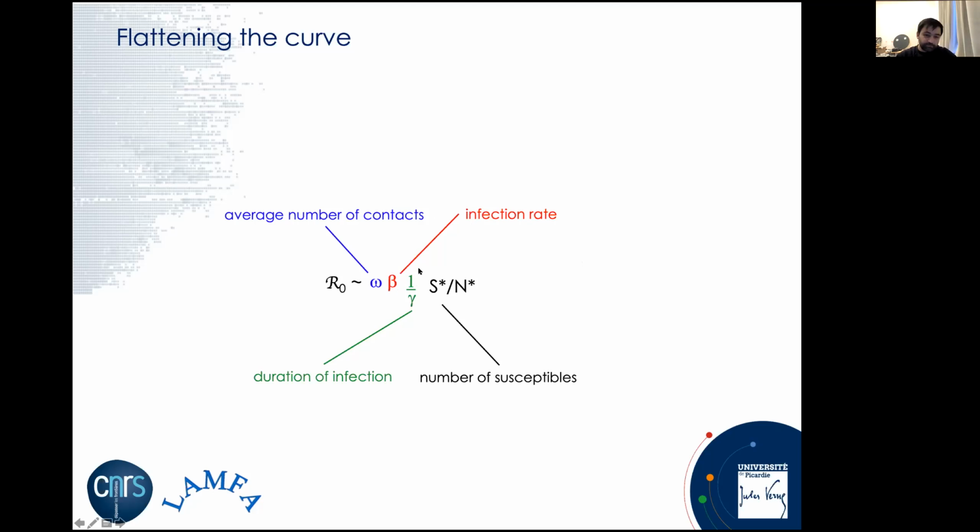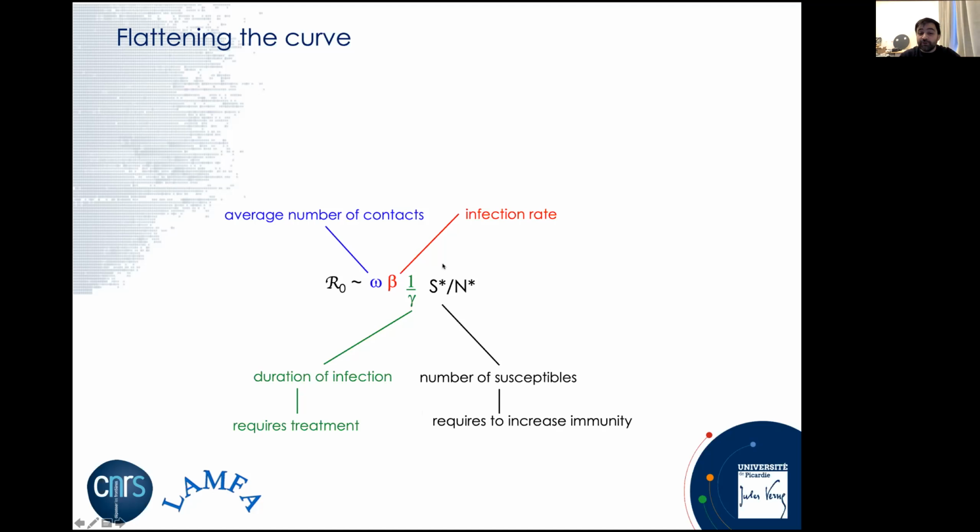Beta, the infection rate, is mainly about the virus itself, so you cannot do a lot. About the duration of infection or the recovery, you need treatment. Just to remember, we were doing this in March, and in March there were very few treatments. Some were controversial even today. So let's imagine that there is no treatment.